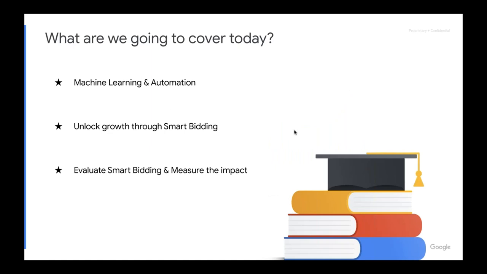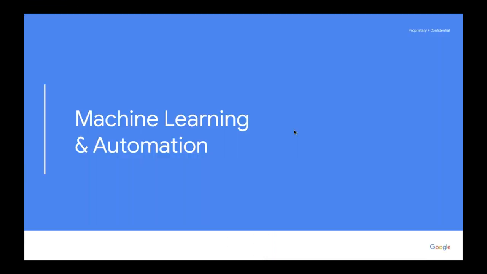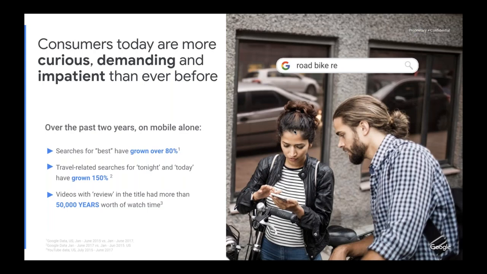So what are we going to cover today? First, we'll dig a little bit into machine learning and automation. We will then move on to discover together how you can actually grow your business through smart bidding. And eventually, we'll see together how you can evaluate smart bidding and measure the impact it's bringing to your campaigns. So let's get started with the first topic.